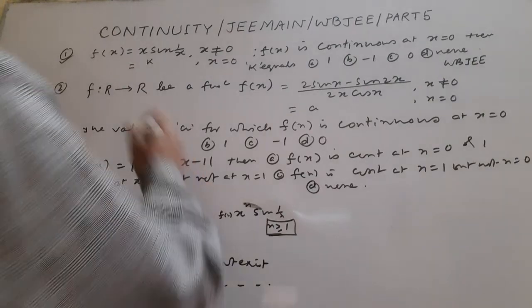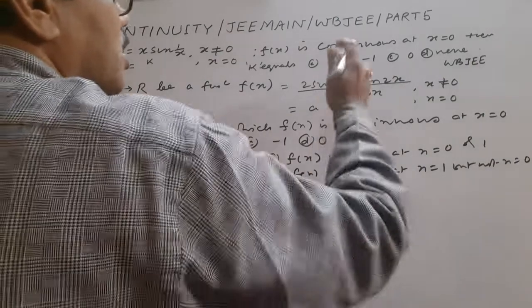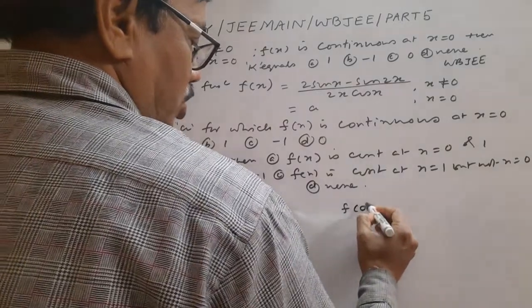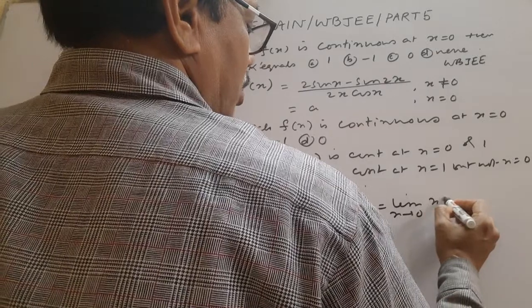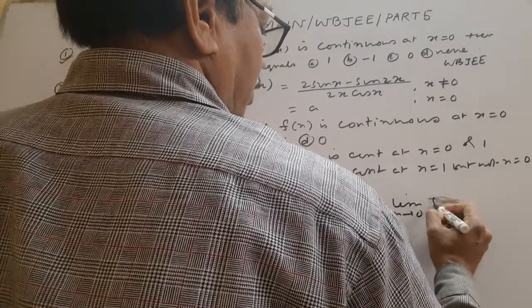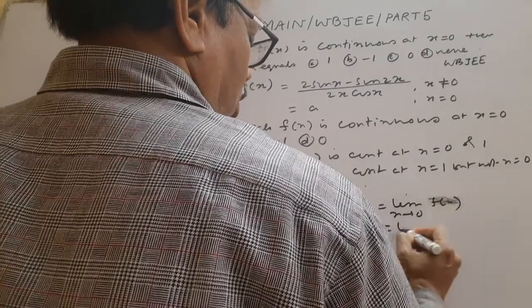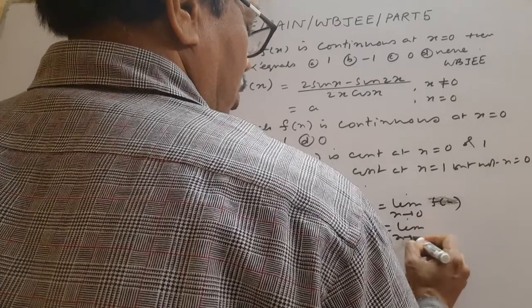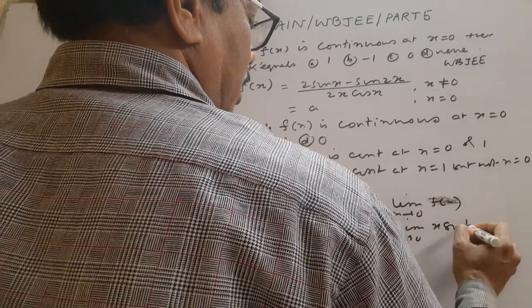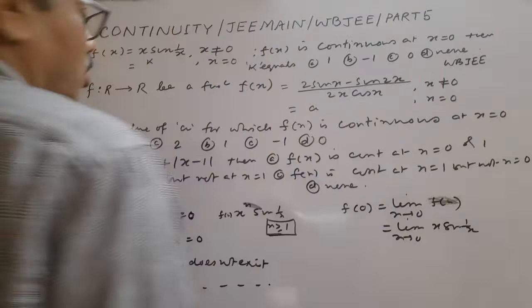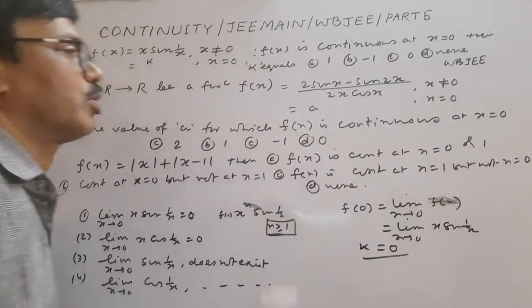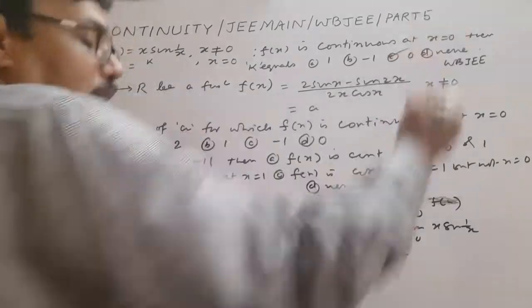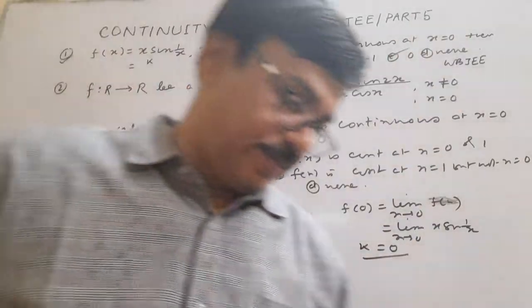So, look, problem number 1. It is continuous at x equals 0. So, f(0) equals limit x tends to 0, f(x). So, x not equal to 0, so f(x) is x sin(1/x). So, what is f(0)? k, and the value of the limit is 0. So, you can write it directly.